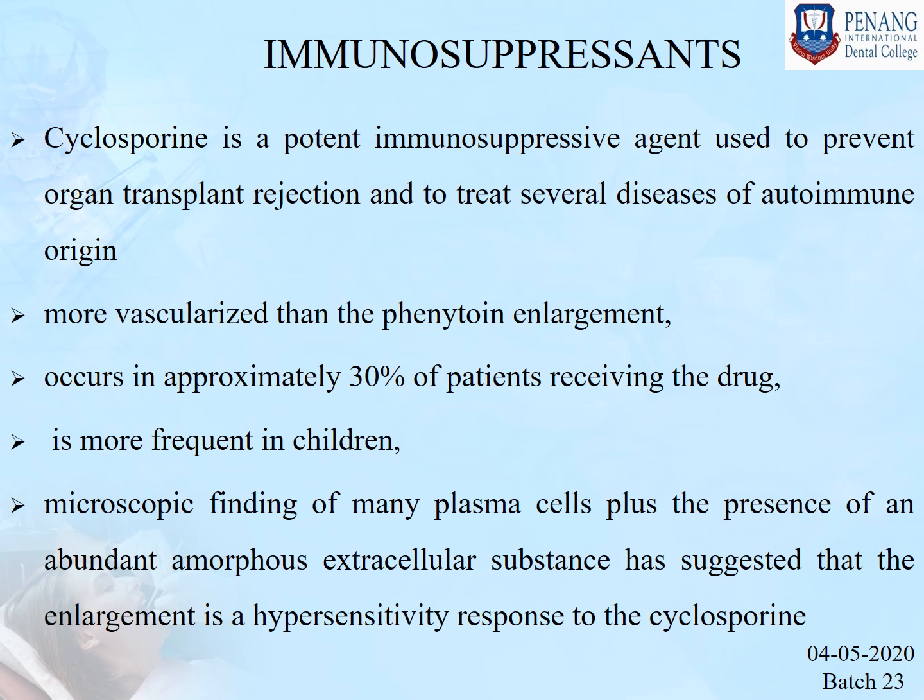Immunosuppressants. Cyclosporin is a potent immunosuppressive agent which is used to prevent organ transplant rejection, and it is used to treat several diseases of autoimmune origin. Immunosuppressant-caused gingival enlargement is more vascularized than benign enlargement. It occurs in approximately 30% of the patients who are receiving the drug. It is seen more frequently in children. Microscopic finding of many plasma cells plus the presence of an abundant amorphous extracellular substance has suggested that the enlargement caused by immunosuppressants is a hypersensitivity response to the cyclosporin.